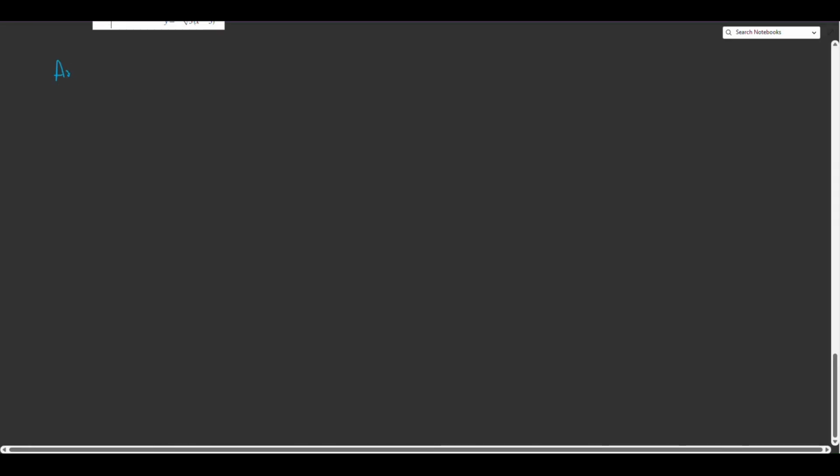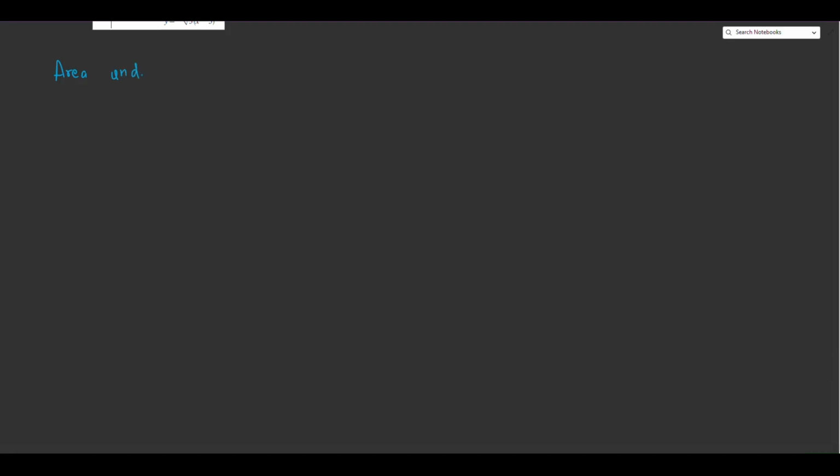Our next topic is how to find the area under the curve. We need to find the area under the curve. This we have already studied in calculus 2. For example, look at this.